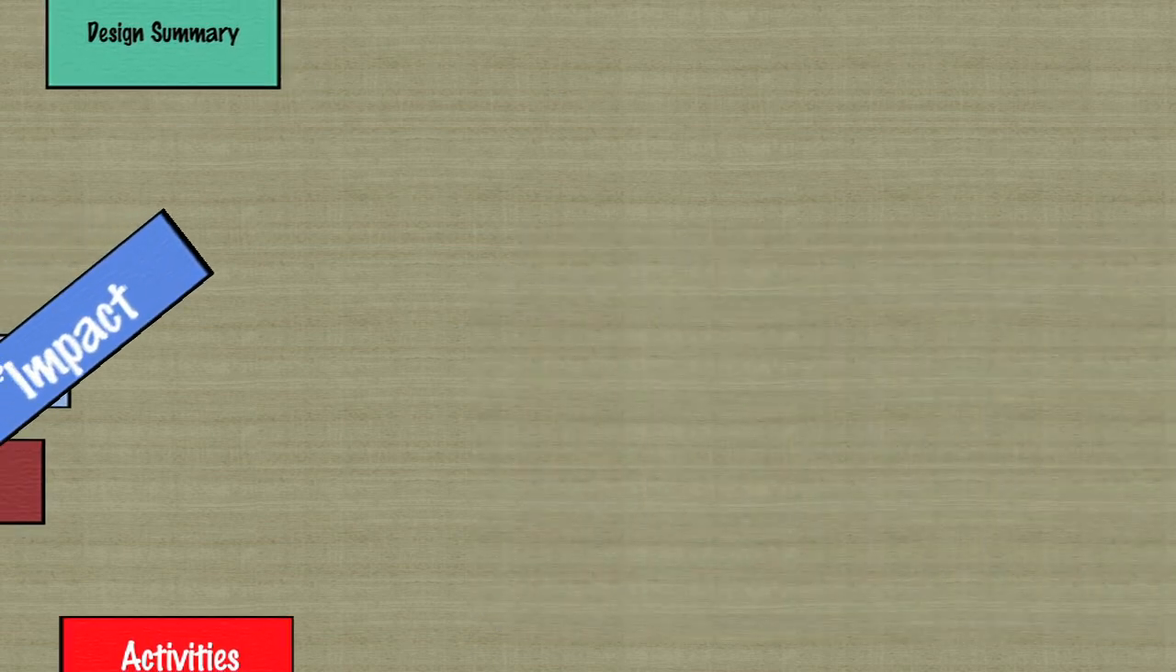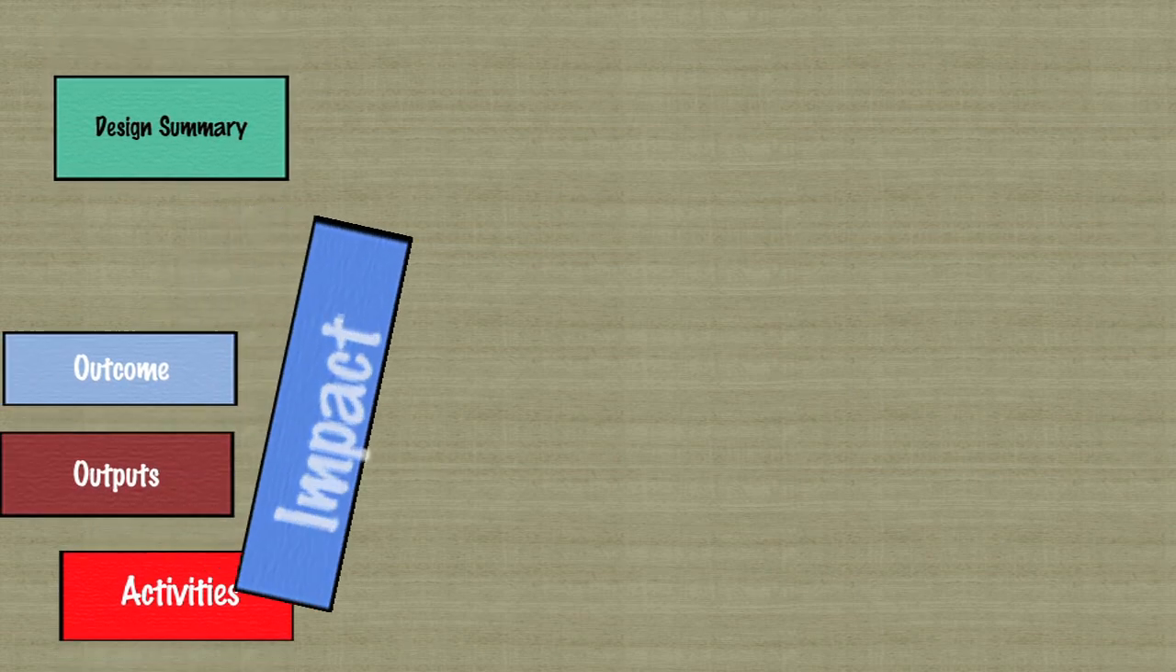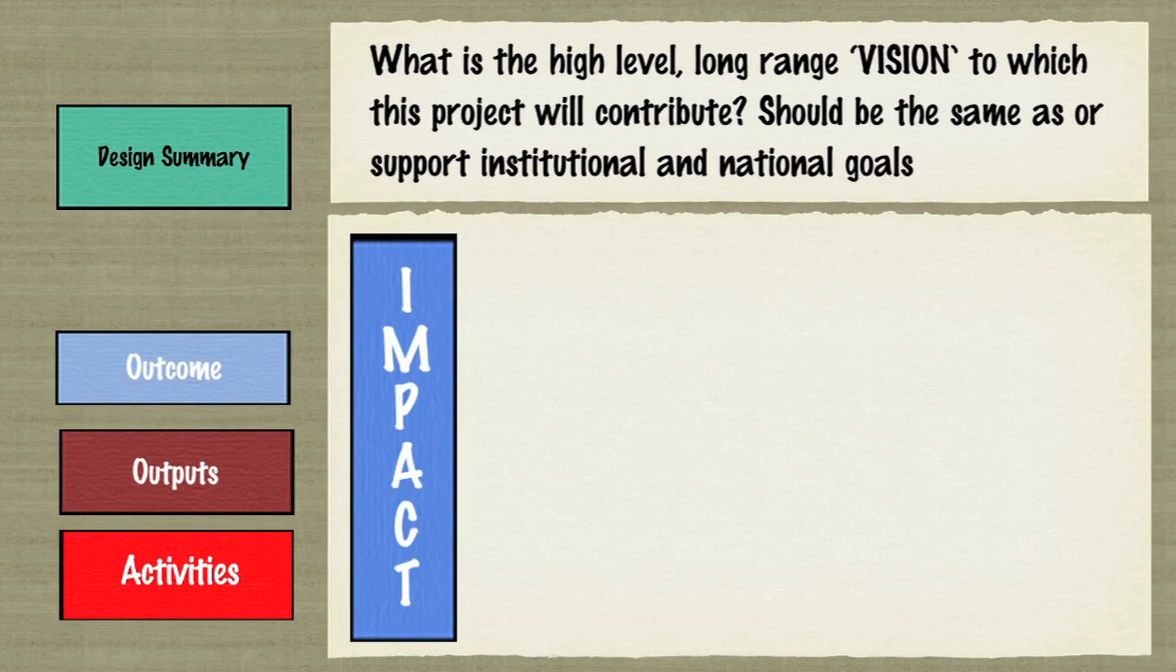Impact or long-term goal could be the sectoral, subsectoral, or national objectives. It deals with what is the high-level, long-range vision to which this project will contribute. It is influenced by many factors other than the project itself. Note that this project can only contribute and will not be the only intervention to achieve the impact.